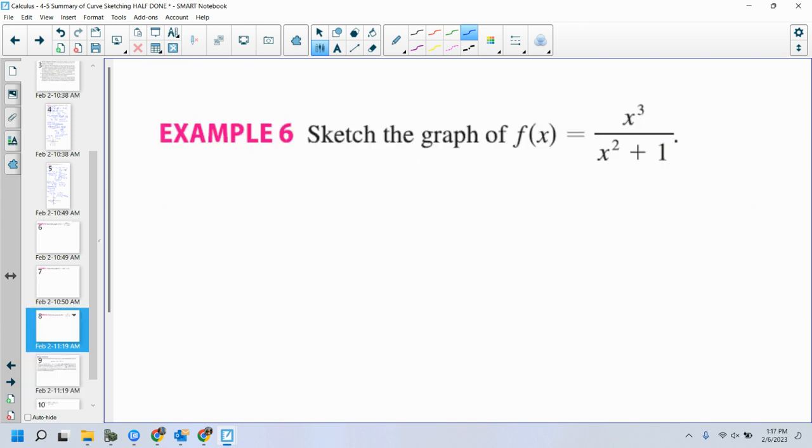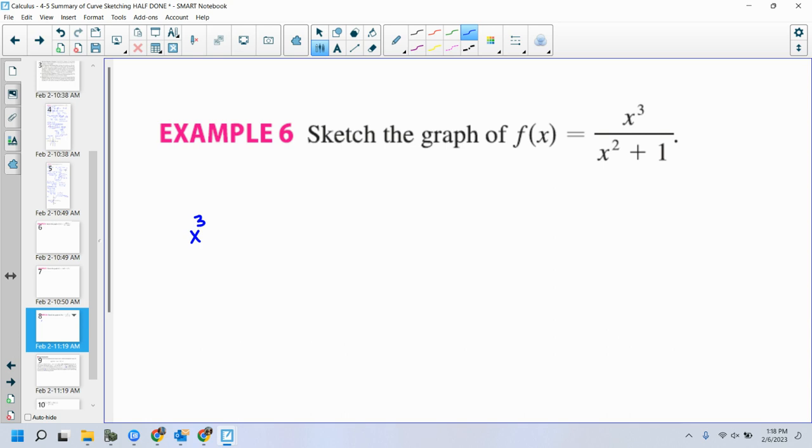All right, I don't want to sketch the graph. I just want to find the slant asymptote. So I say sketch, but I'm not going to sketch this one. All right, so here's how we do that.